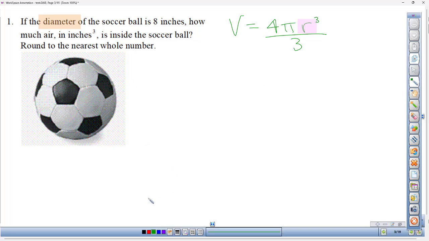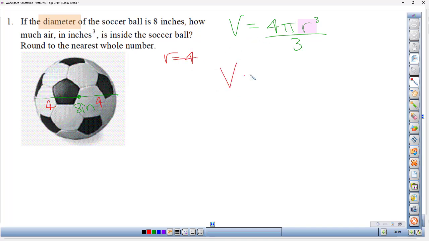So let's see, what is the diameter? The diameter is all the way across, and it's 8 inches. So how far would just the radius be? Can we all see that those would be 4? So the radius is 4 inches.